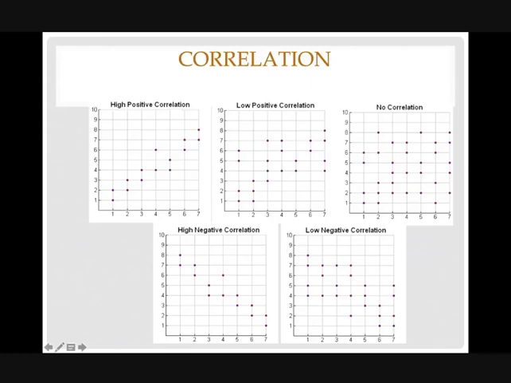Over here, we have no correlation. Below, we have a strong negative correlation. And in the bottom, we have a weaker negative correlation.